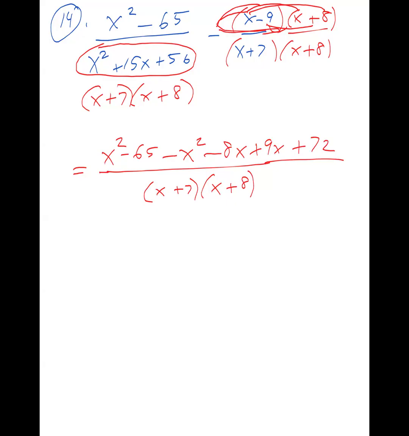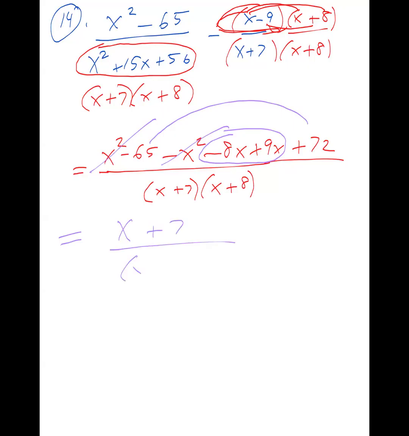Well, you leave it like that for a second, but then you combine the like terms. So are there any like terms in it? Yep. There's x squared and there's negative x squared. So cross out those. And then there's negative 8x plus 9x. What does that add up to make? That equals 1x. And then there's negative 65 plus 72. What does that make? That makes a positive 7. So it's x plus 7.